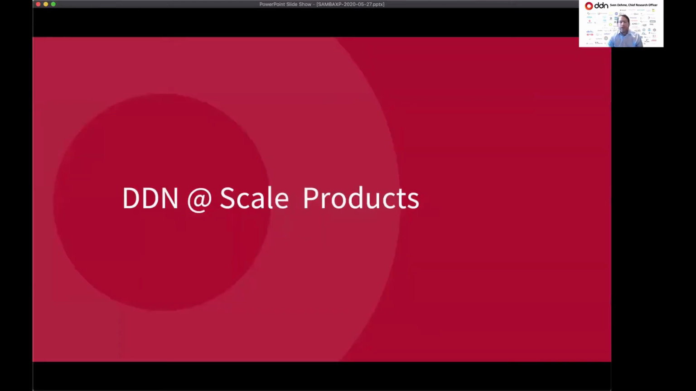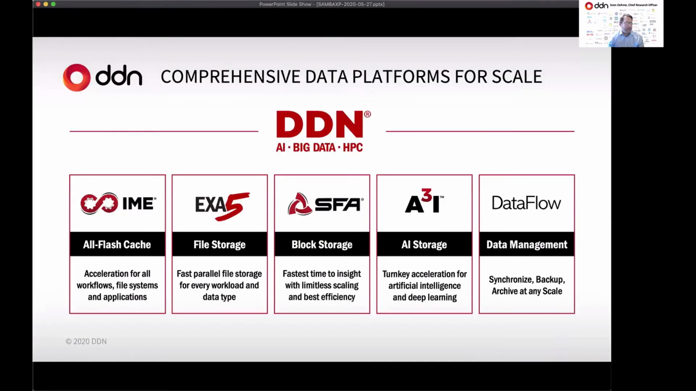So let's talk a little bit more about some of these products and also specifically about where SMB is going to be used and what we're doing with this. So the DDN portfolio, this is the at scale portfolio. That's the one that is focusing primarily on HPC and AI. I also have a slide for some of the enterprise products, but let's focus on the at scale side first. On the at scale side, we have a couple of different products.